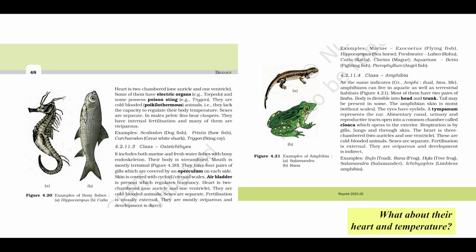What about their heart and temperature? Their heart is two-chambered, consisting of one auricle and one ventricle, pumping deoxygenated blood to the gills. They are cold-blooded, poikilothermous animals, meaning their internal body temperature varies with the surrounding environment. Some possess interesting special features. For example, some rays have electric organs, Torpedo, capable of delivering powerful shocks, while others possess a venomous poison sting on their tail, Trygon. Electric rays and stingrays.